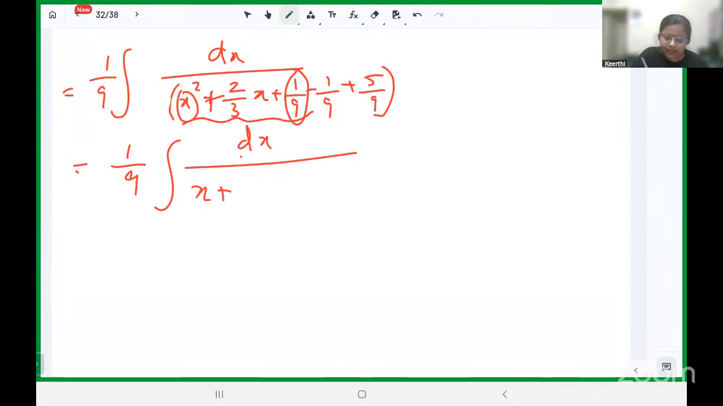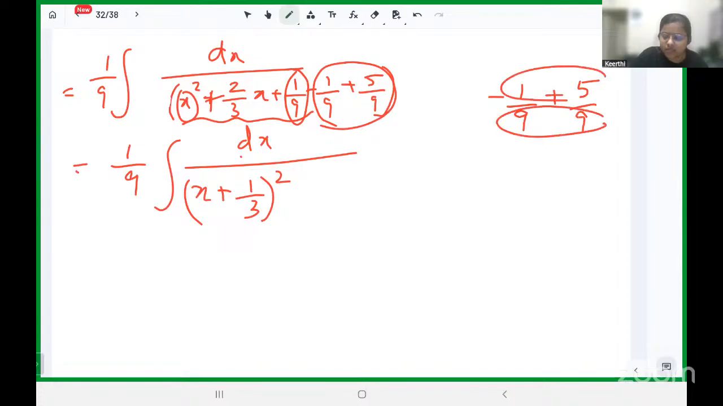Root of 1 by 9 is 1 by 3, 1 by 3 the whole square. Then you add this one, minus 1 by 9 plus 5 by 9. The denominators are same, so you just subtract the numerator. 5 minus 1 is 4, so this is 4 by 9.